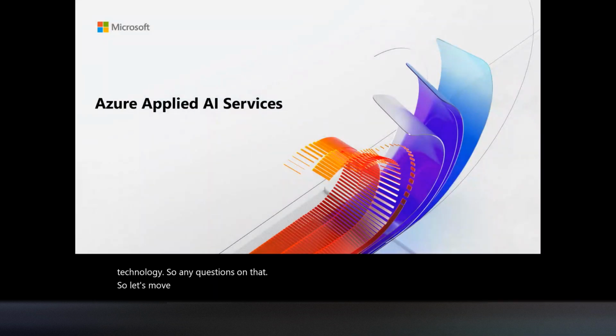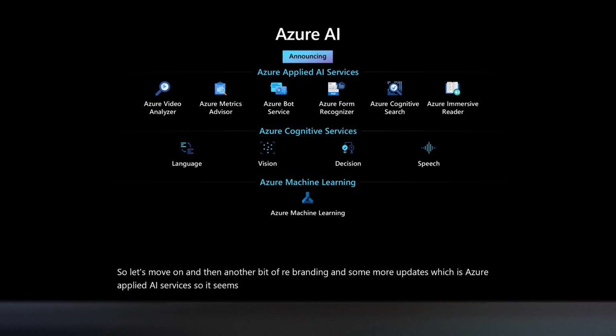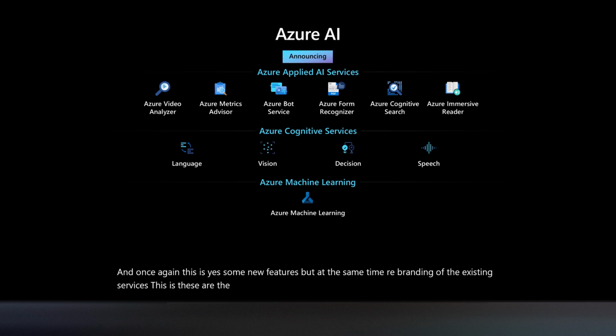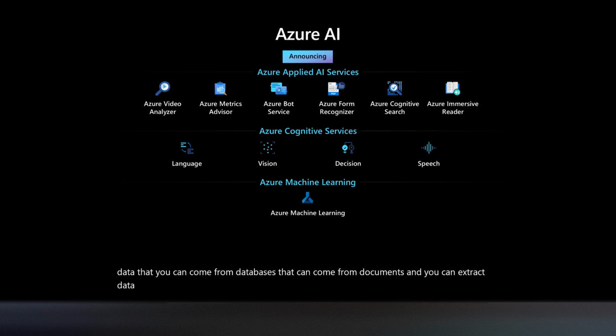So, let's move on. Another bit of rebranding and some more updates is Azure Applied AI Services. It seems like Microsoft is doing a bit of categorization here. These are, yes, some new features, but at the same time a rebranding of existing services. These are the services which provide full-fledged solutions, so they take advantage of the underlying Azure Cognitive Services. One example is Azure Cognitive Search, where you have data that can come from databases or documents, and you can extract data from images using Azure Cognitive Services.